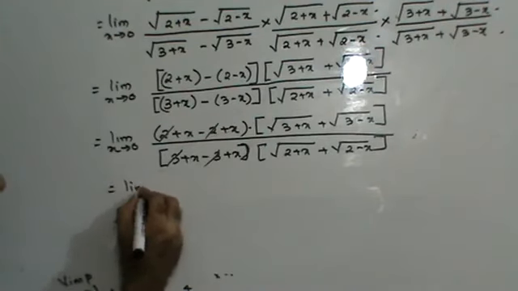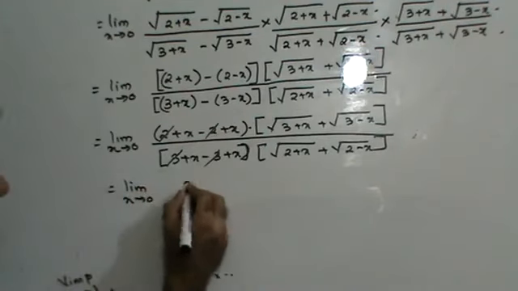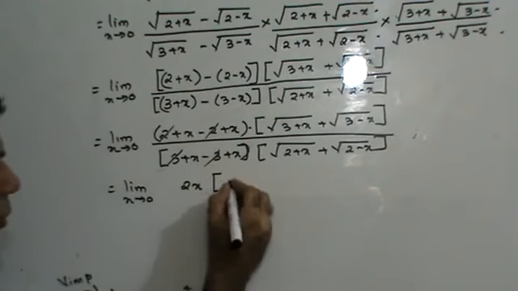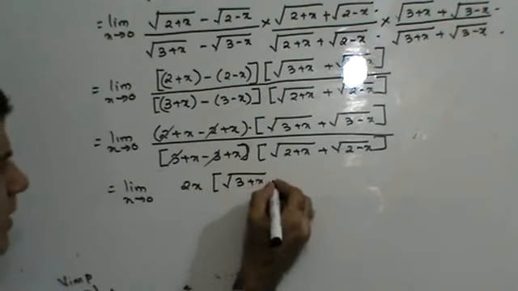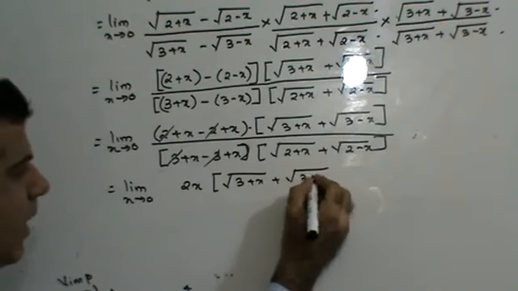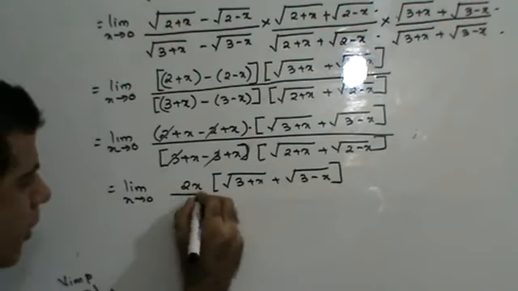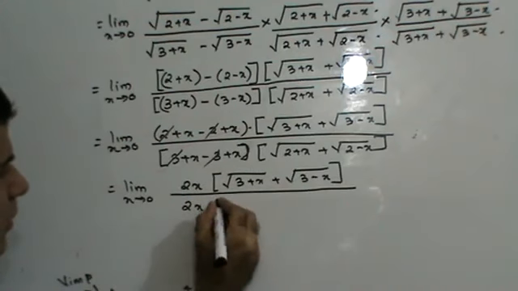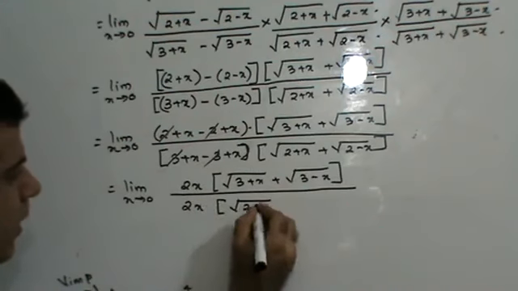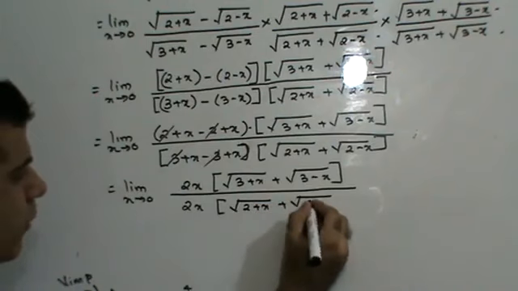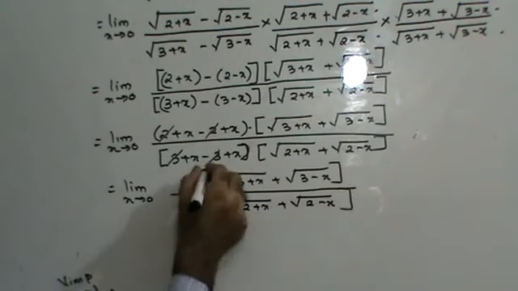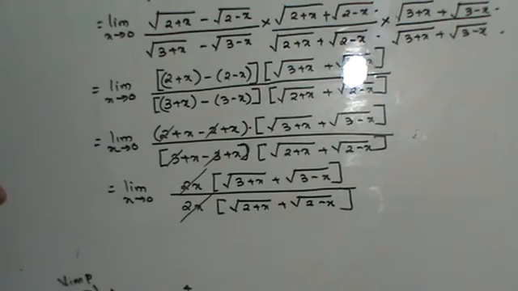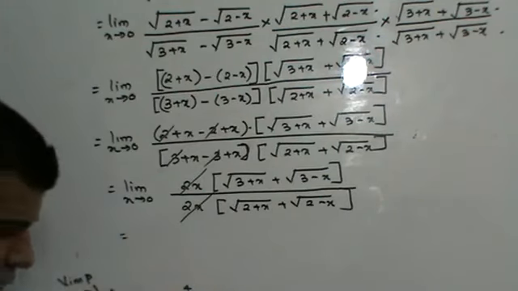This is limit of x tends to 0, x plus x 2x into root of 3 plus x plus root of 3 minus x upon x plus x 2x root of 2 plus x plus root of 2 minus x. 2x cancels in the numerator denominator. All I need to do is substitute the value.